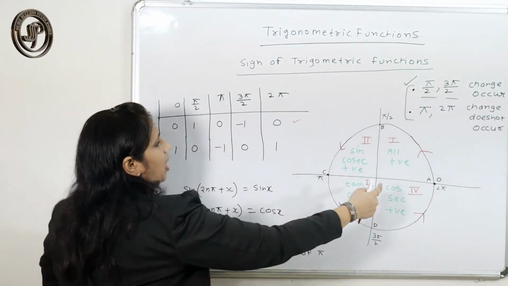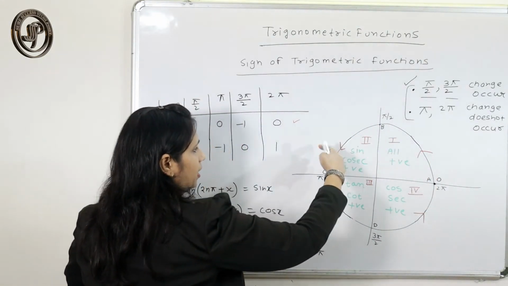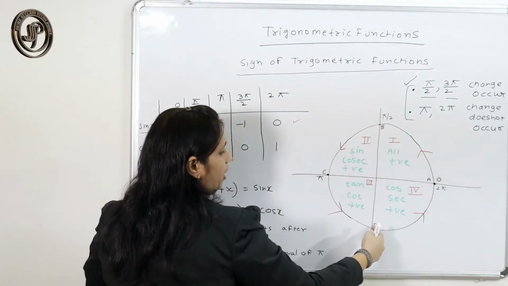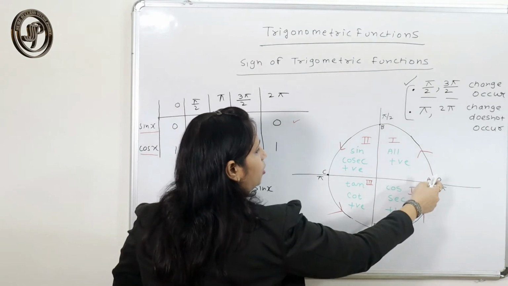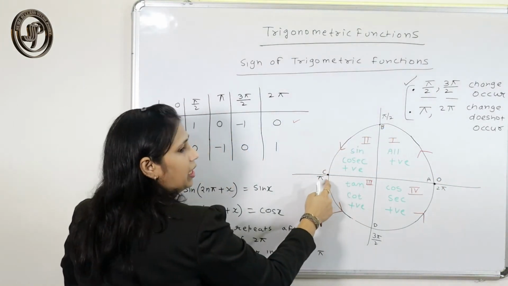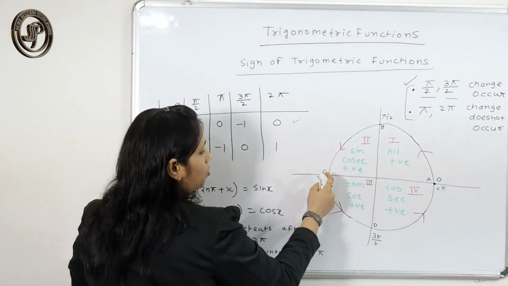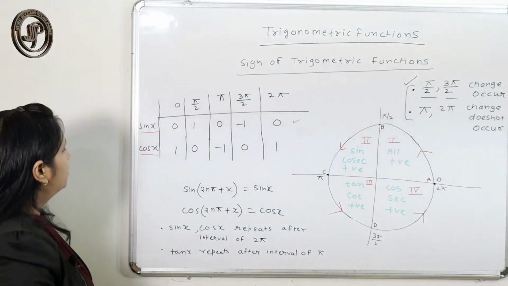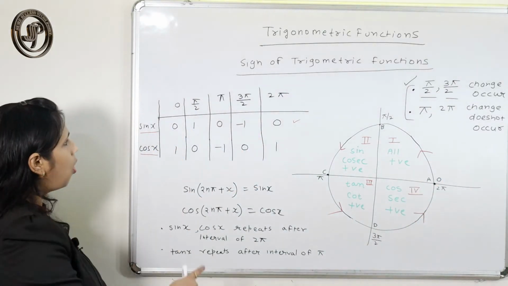So it starts from 0, then again it's 0 for the sine function. Here it is 1, here it is minus 1. For the sine, the values are 0, then 1, then 0 again, then minus 1, and then again 0. So it repeats.